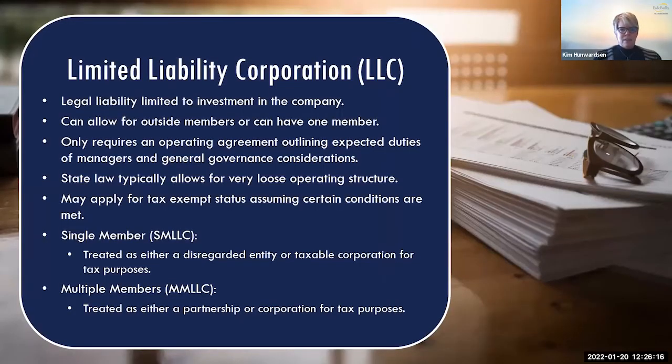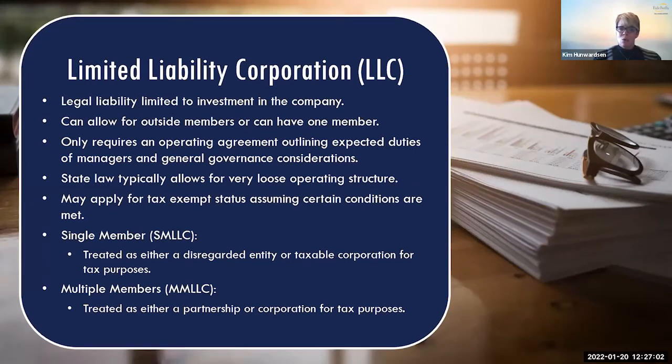And then the last type of entity is a limited liability corporation. As I mentioned, these have become much more popular. They're very flexible in the way that they can be structured. Limited liability companies do exactly what they say: they limit the liability to the owner's investment in the company. You can have multiple owners in a limited liability corporation, or you can have one owner. It's much easier to have a limited liability corporation. You don't have to have articles and bylaws. Instead, you have an operating agreement.